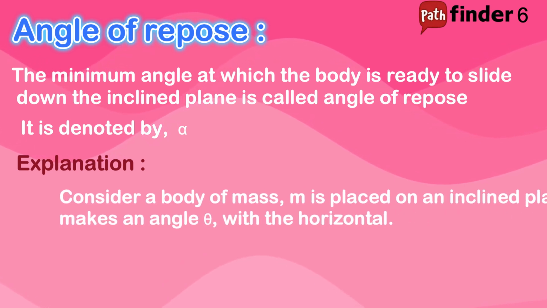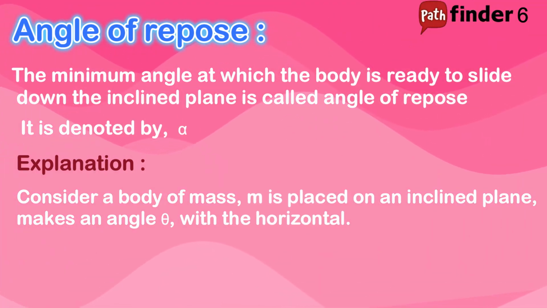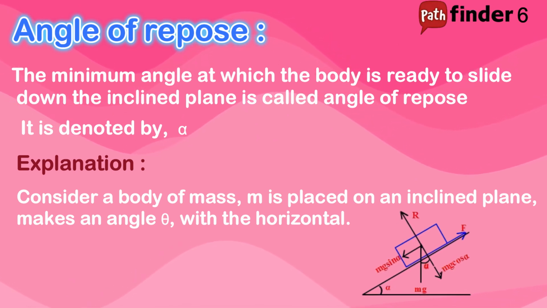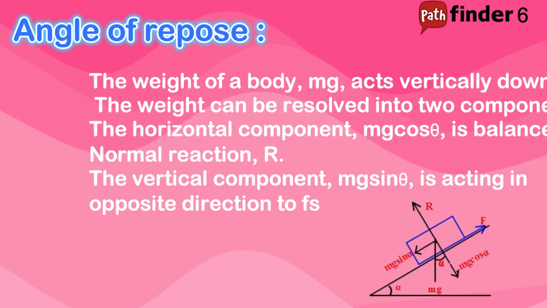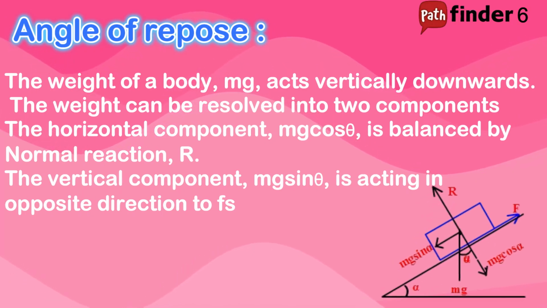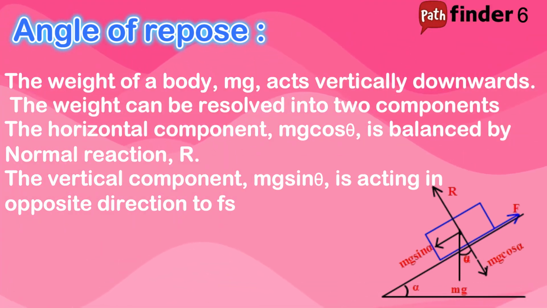Explanation. Consider a body of mass m placed on an inclined plane that makes an angle theta with the horizontal. The weight of the body, mg, acts vertically downwards. The weight can be resolved into two components. The component mg cos theta is balanced by the normal reaction R. The component mg sin theta acts in the direction opposite to fs.